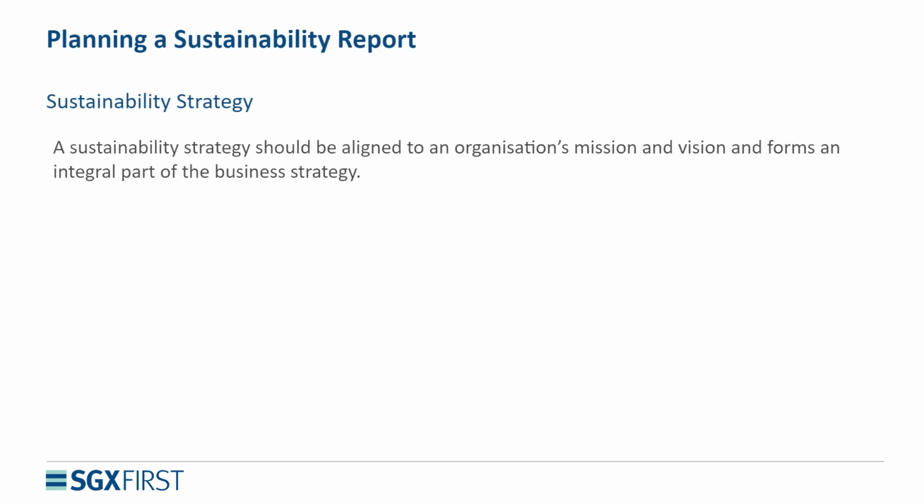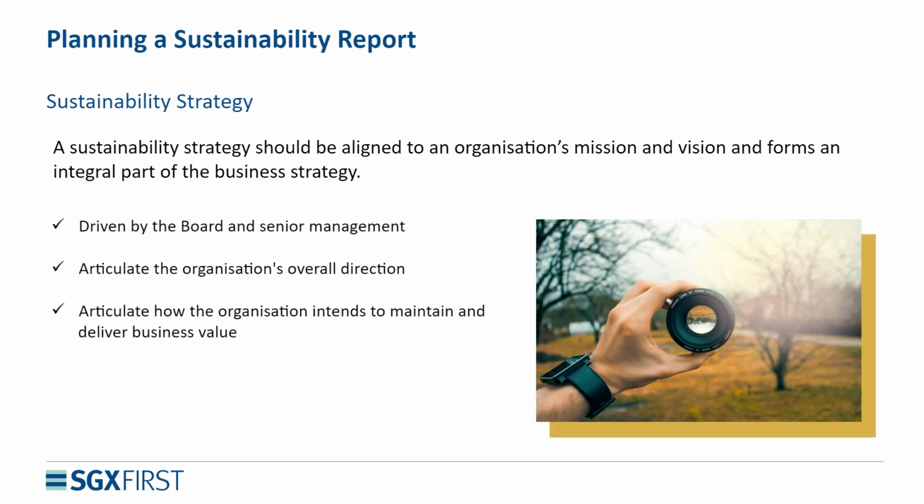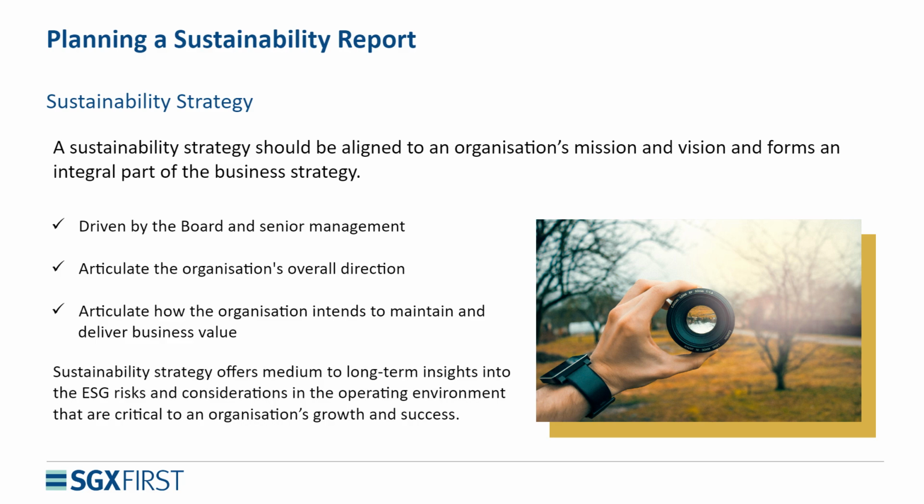A sustainability strategy should be aligned to an organization's mission and vision and forms an integral part of the business strategy. It should be driven by the board and senior management, and should articulate the organization's overall direction and how it intends to maintain and deliver business value within the context of the operating environment. Both business and sustainability should be developed in the context of each other, as a sustainability strategy offers medium to long-term insights into the ESG risks and considerations in the operating environment that are critical to an organization's growth and success.